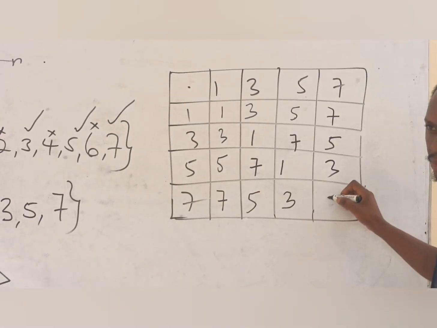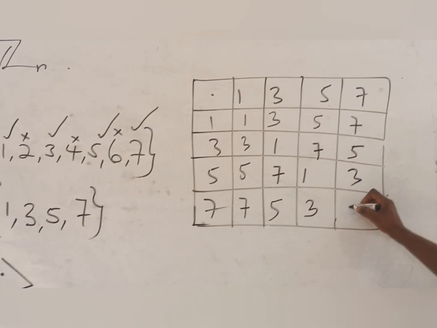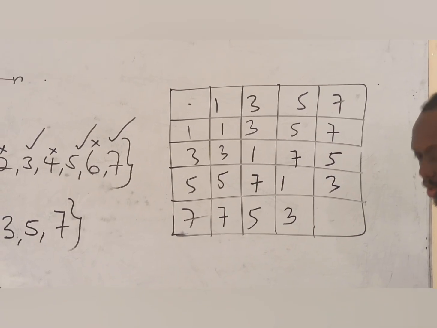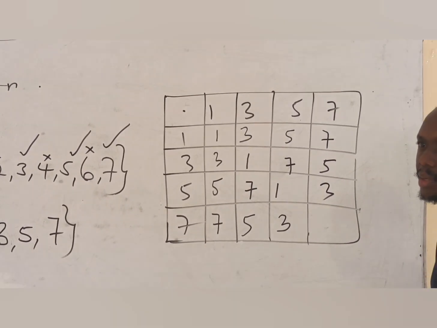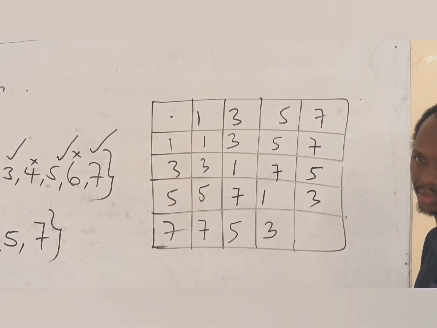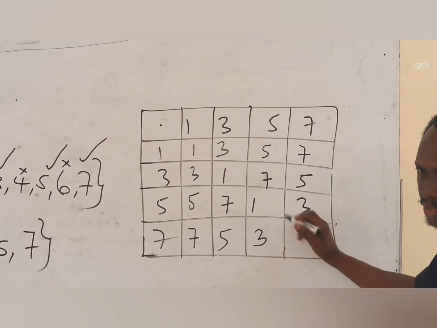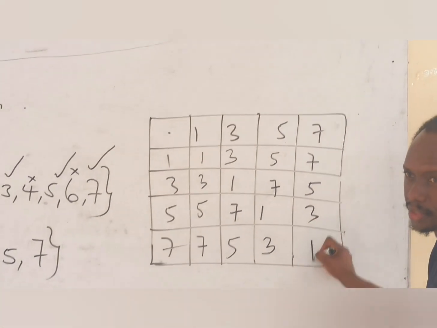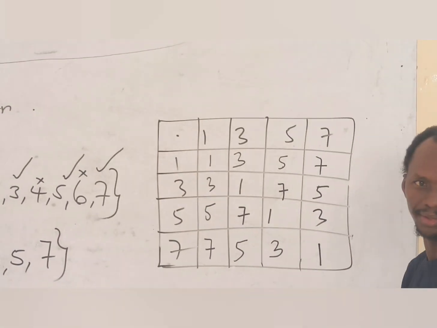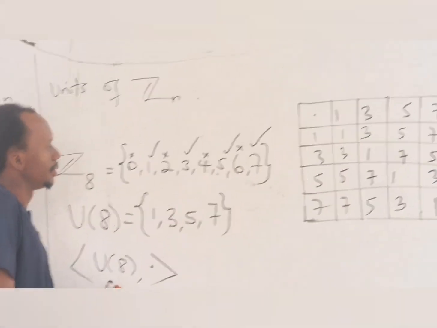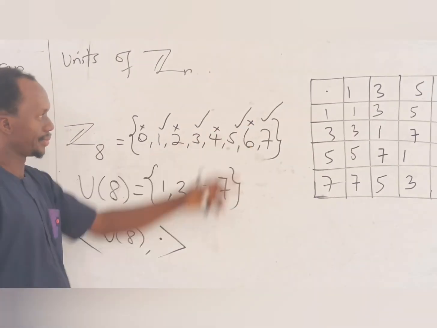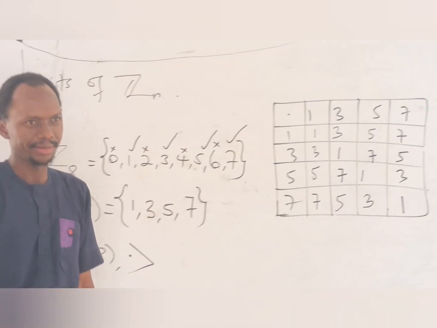8 times something gives close to 49: 48. 8 times what gives us 48? Yes, 8 times 6 gives 48. So 49 minus 48 is 1. Is it 1? Yes. Are you sure? So this is the operation table, and we say it's a group from here. You go and verify that. It should be.